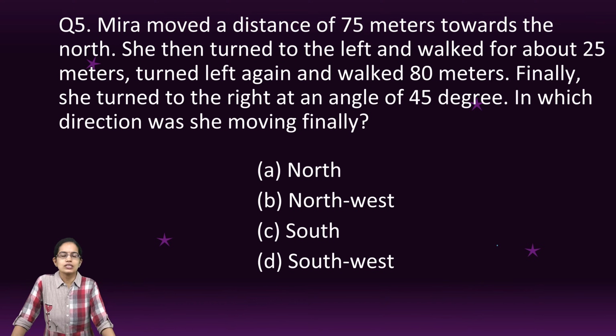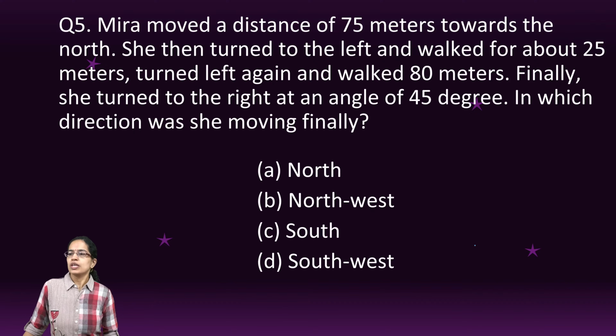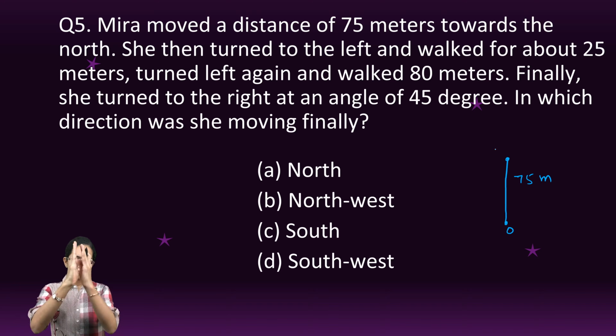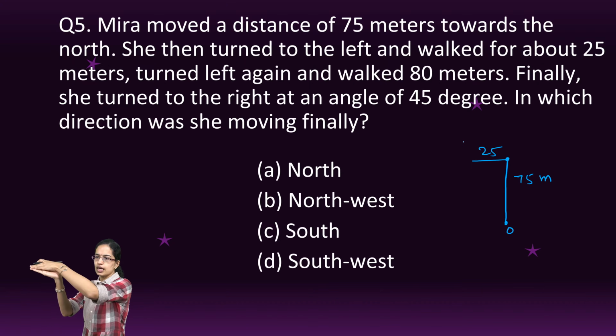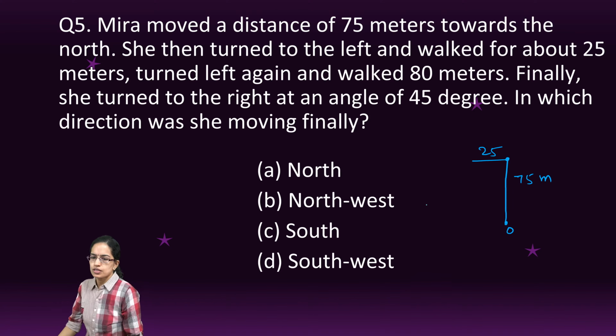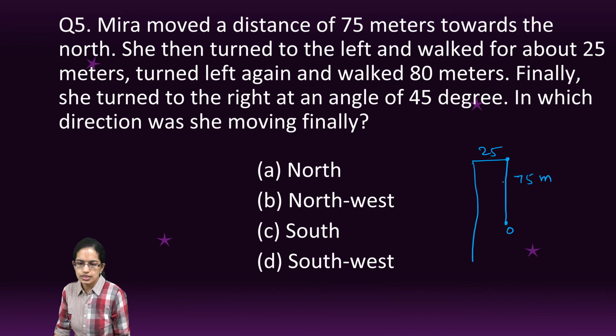The next is a question related to distance and directions. So Mira moved 75 meters towards north. This is the original position O, 75 meters north. Then she turned towards left. So now once she is at the north, this is right, this is left. So turning towards left, walking for 25 meters, and then after 25 meters, she again takes a left, not right. So right would be this side, left would be this side. So this is 80. This is a little below this 75 marker, 5 extra, so you would have 80.